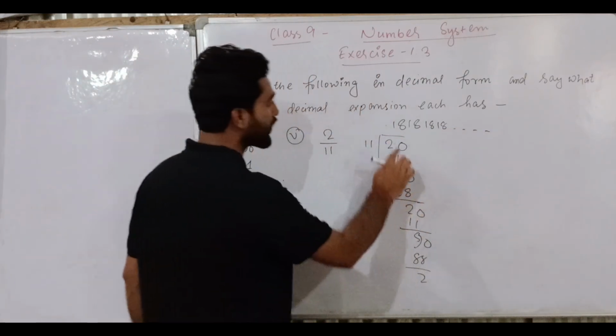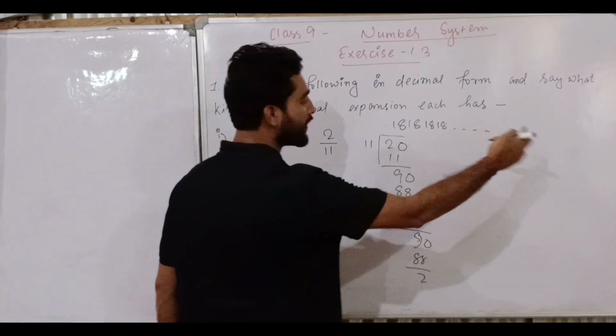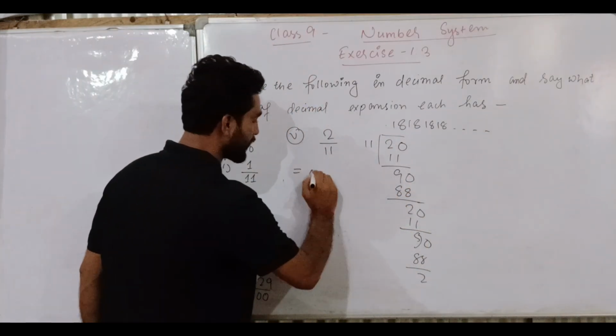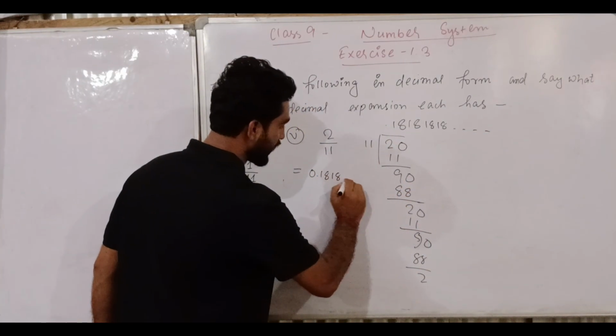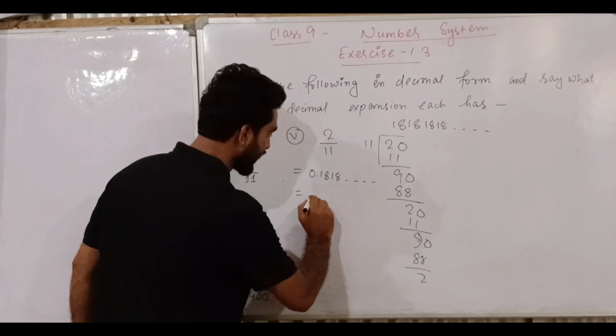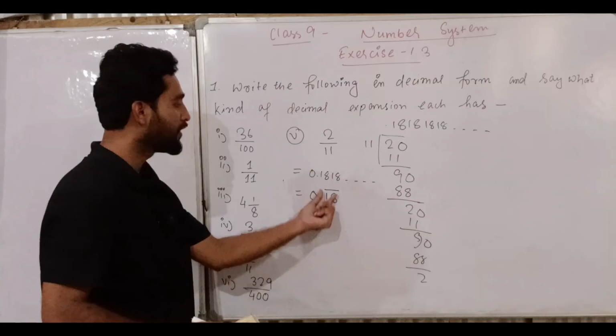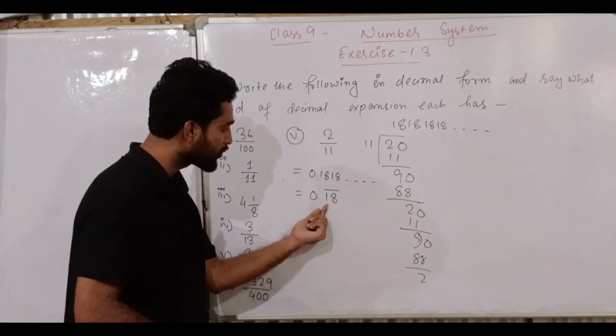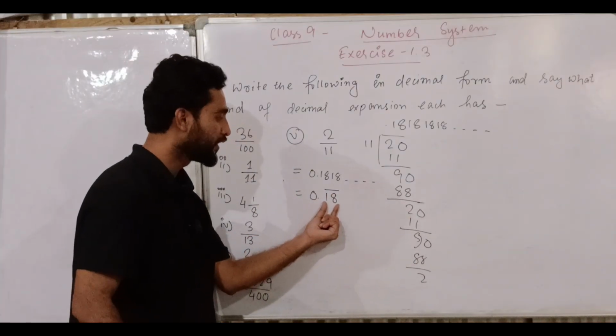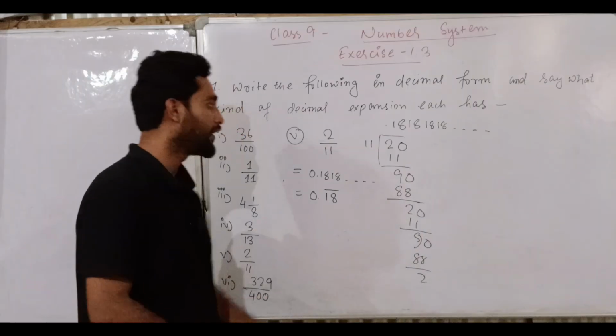0.181818 like this. So these two digits 18 will keep on repeating. So what we will get? 0.1818 like this. This can be written as 0.18 bar. Above the 2 digits there is a bar. That means this 1 will be repeating, 8 will also be repeating. These two digits together will be repeating.